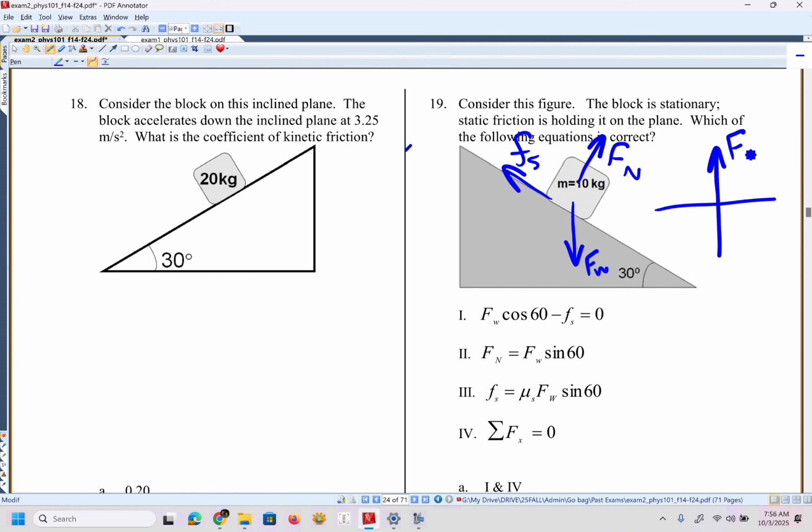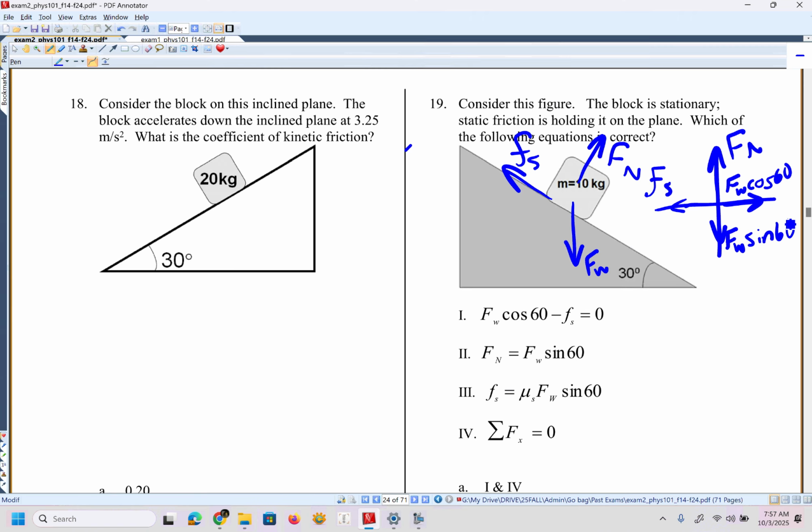I can go ahead and resolve those vectors. I have Fn, Fs, Fw cosine of what? 60. Right. Remember, you got to take that complementary angle, and then this is Fw sine of 60. So let's look at this first one.